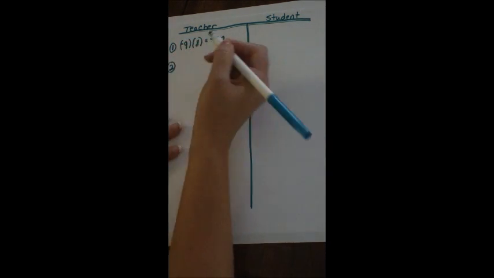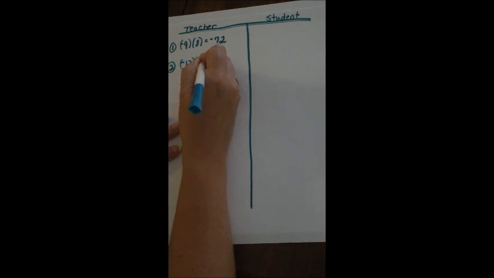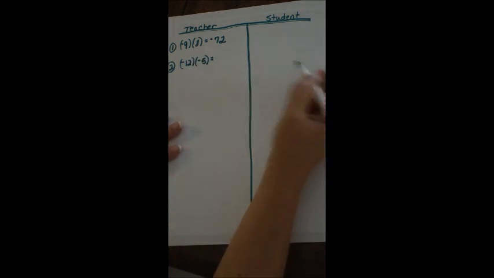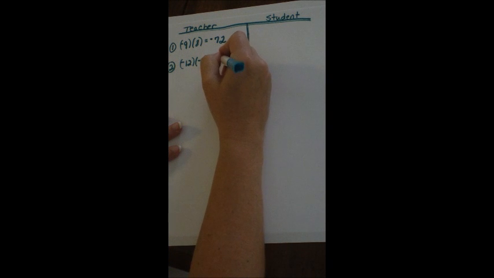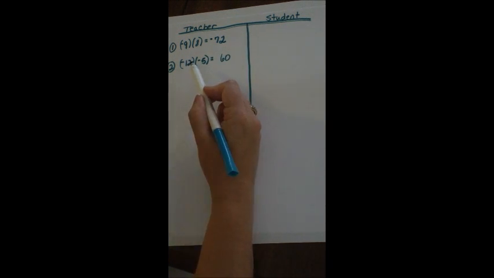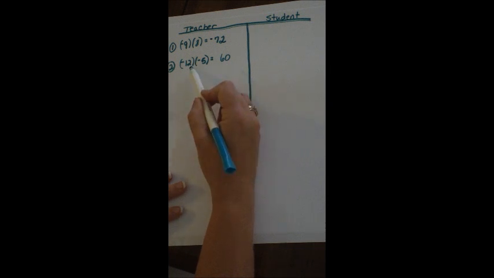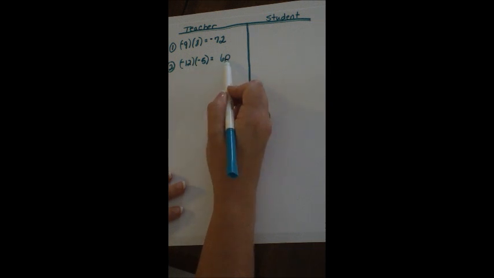Number 2. Let's say I've got -12 times -5. Now I know that 12 times 5 is 60. Now here my signs are the same. My signs are the same, so the answer is positive. So -12 times -5 is a positive 60.